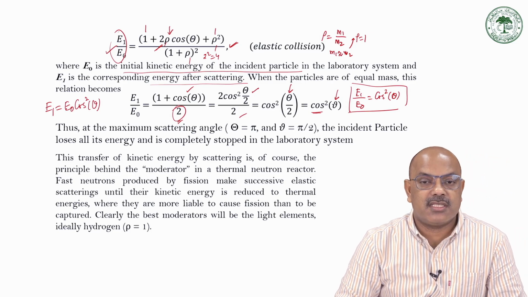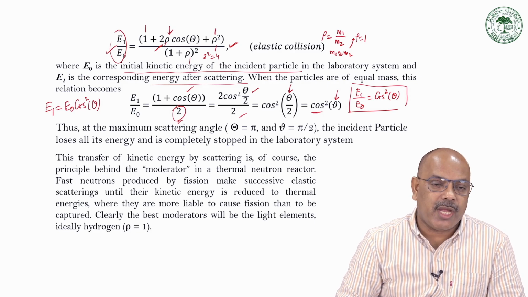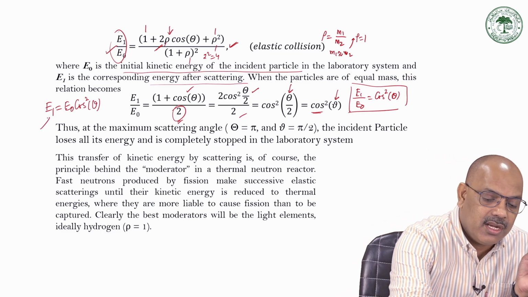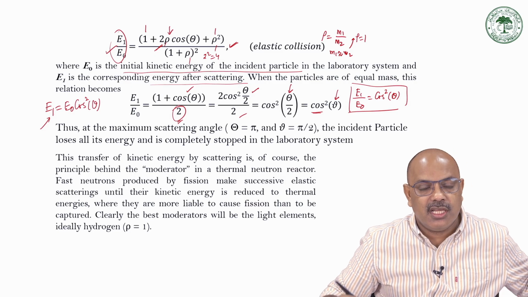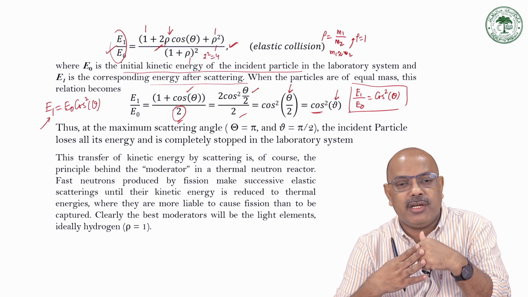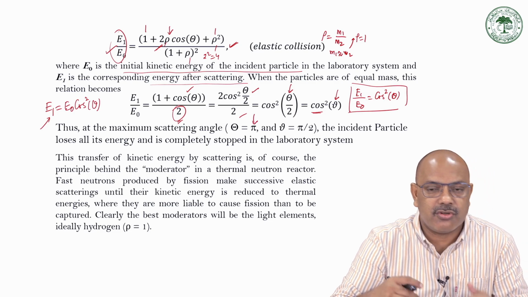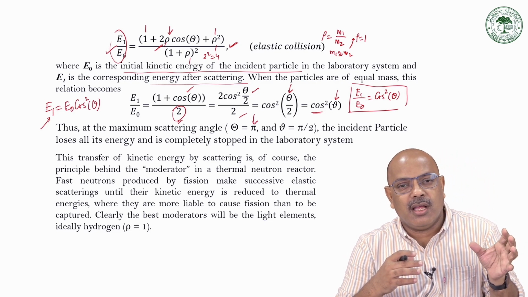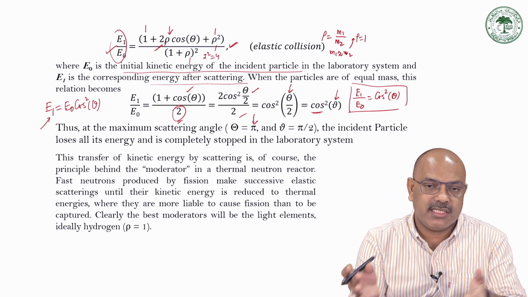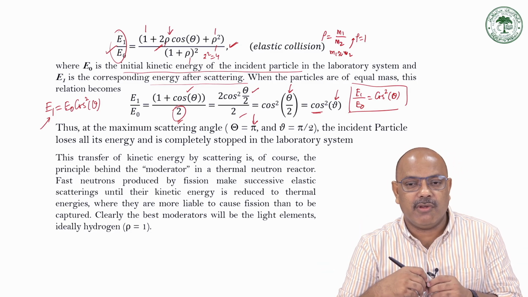Thus theta cannot be greater than pi by 2. If you put theta equal to pi by 2, the maximum, cos is 0. That means the kinetic energy E1 after the scattering is going to be 0. It is completely absorbed, stopped in the laboratory system in the target. Or if you say theta equal to pi, it is also stopped in the target, so the kinetic energy after the scattering is 0. But this is important from the point of view that it is for equal masses and elastic scattering.